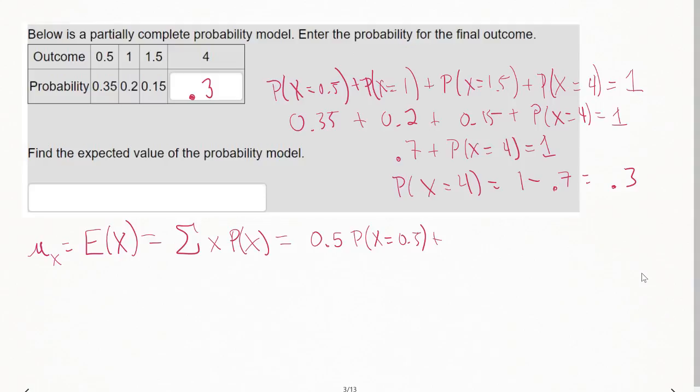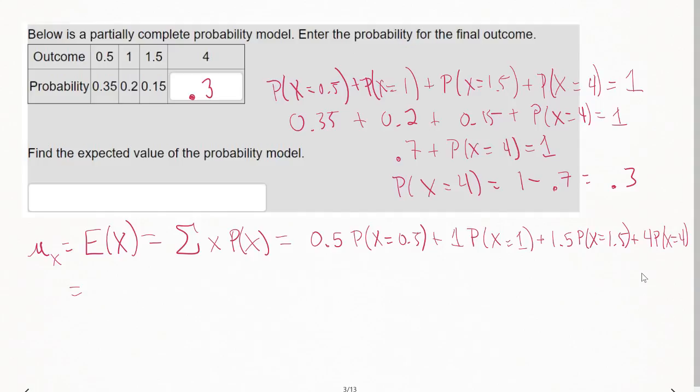plus, that's what this sigma means, it means sum. So 1 times the probability that x equals 1 plus 1.5 times the probability that x equals 1.5 plus 4 times the probability that x equals 4. Hopefully that all fit on the screen. I'm double checking here just to make sure. I have to check back and forth because they're on different screens, so there's always a little bit of delay there for me to check between the two screens. Okay, so that seems to be fitting pretty nicely.